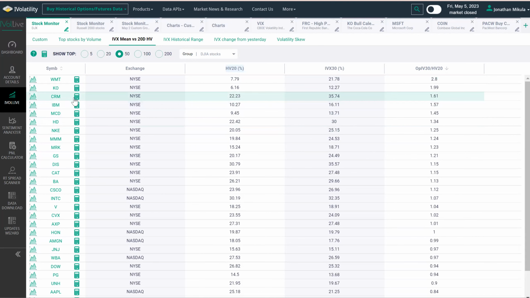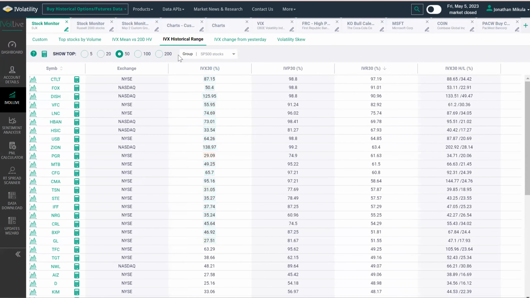I would jot down a couple of these tickers, Walmart, MCD, and HD, for an example. 3 that I've traded a lot in the past. So I'm just jotting those in my trading journal here as we're live.